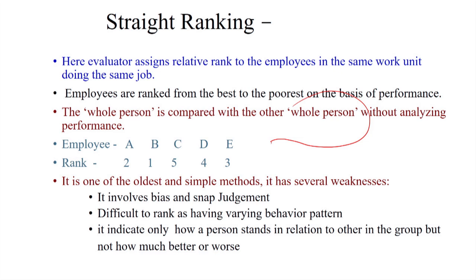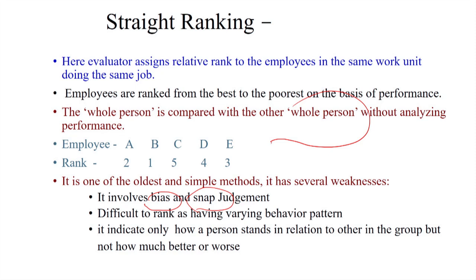So it is one of the oldest and simplest methods, but it has several weaknesses also, in that it involves biasness and a snap judgment. Snap means very quick judgment. So if two people are singing a song, you immediately say, no, this song is my favorite. Because if you remember, one of the limitations of performance appraisal was that there can be some biases on the part of the appraiser also.